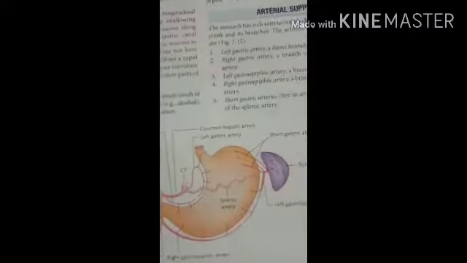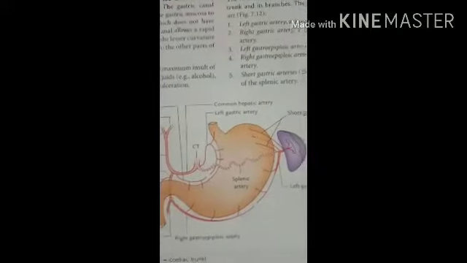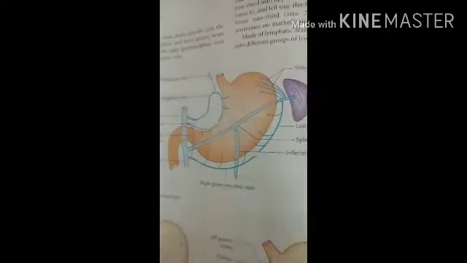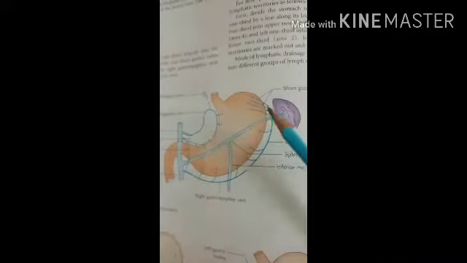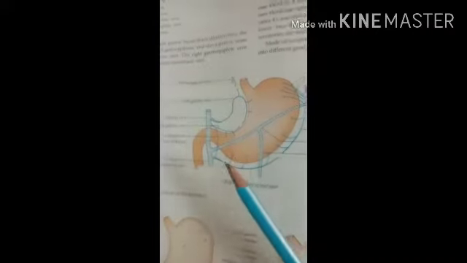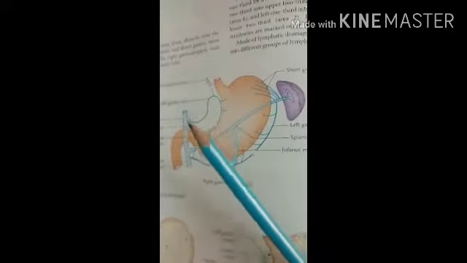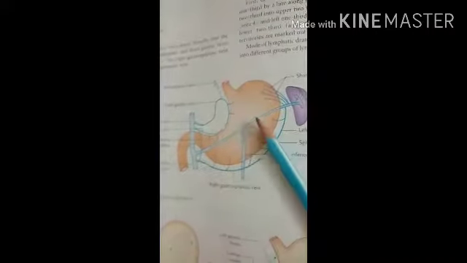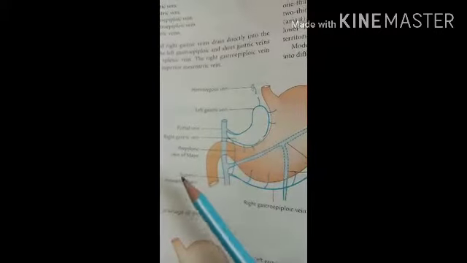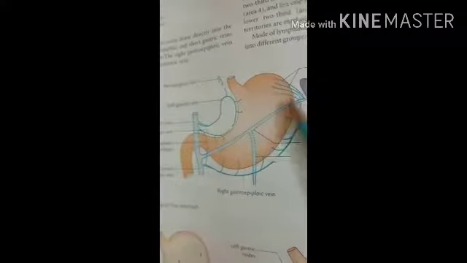So for this again we have to see another diagram, the venous drainage. So here this is the venous drainage. So the veins of the stomach mostly drain into the portal vein. Firstly it drains into the superior mesenteric vein. So here you can see the maximum veins related with the stomach.